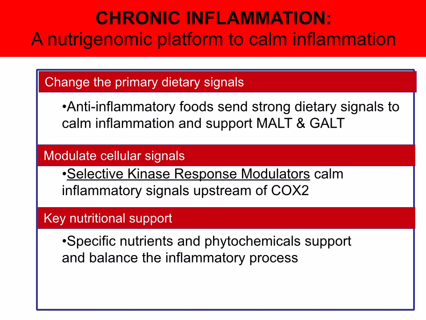Chronic inflammation needs a somewhat more comprehensive approach, which addresses the various contributing factors to the persistent inflammation. The foundation of this nutrigenomics approach is the alteration of primary dietary signals through the exclusion of food triggers and the inclusion of anti-inflammatory foods that calm and support gut healing. The next step is to modify pain signaling by using selective kinase response modulators, or SKRMs, which work upstream of inflammatory compound production. And then the addition of key nutrients and phytochemicals, which can balance the inflammatory process, finish off this approach.